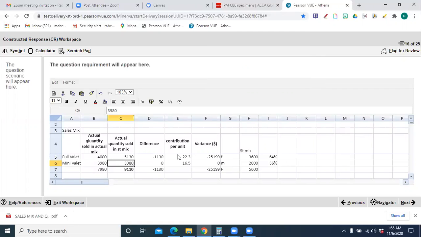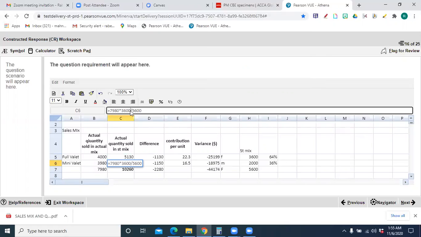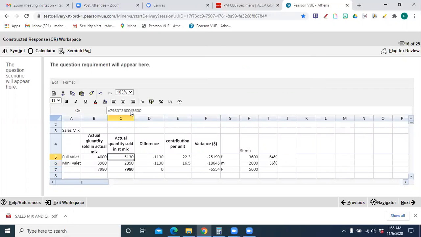Control C and Control V, and I'm just going to change the mix here. Actual quantity sold in standard mix. So here, as you can see, it has now been fixed, because I told you that actual quantity sold in actual mix was 4000. We were supposed to sell 5130 of full Valet, but we actually sold less. We sold 4000, and we were supposed to sell 2850 units of mini Valet, but we actually sold more.